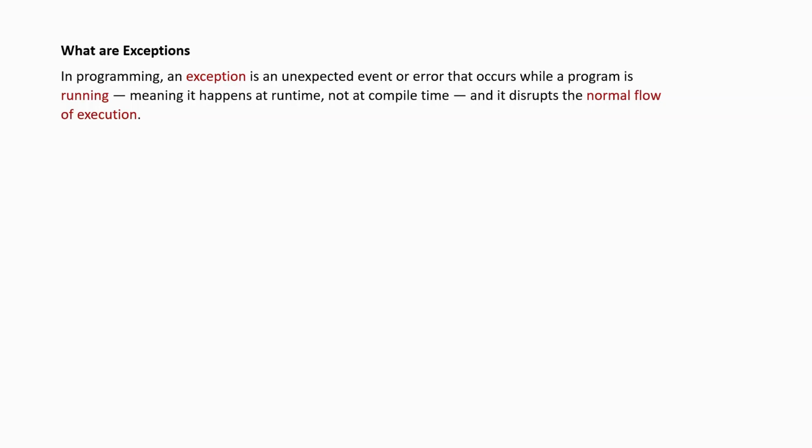In programming, an exception is an unexpected event or an error that occurs while the program is running. It means that it happens only at runtime, not at compile time, and it disturbs the normal flow of execution.